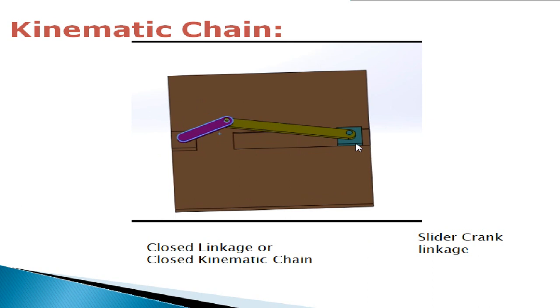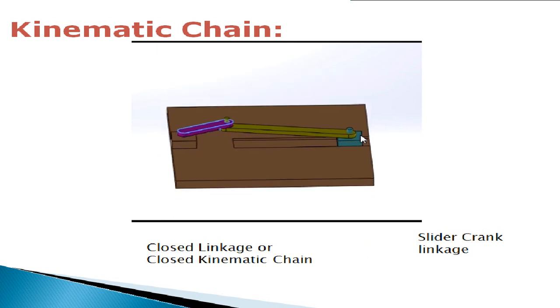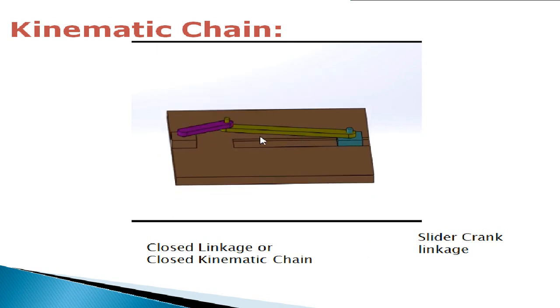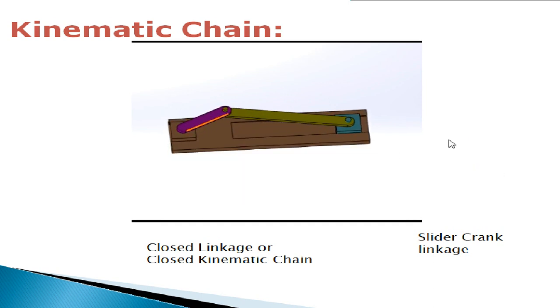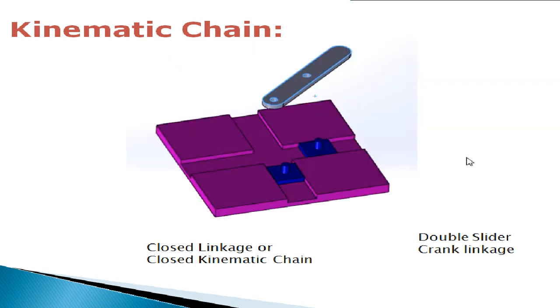Because you have a slider, you can see that this blue link can only slide along. Because it can only slide along, it is called a slider. Whereas this pink link can rotate, make one complete revolution. It is called a crank. So it is a slider-crank kinematic linkage or kinematic chain. Having seen that, we will look at one more example. We'll try to complicate the issue just a little bit. You have two blue links here.